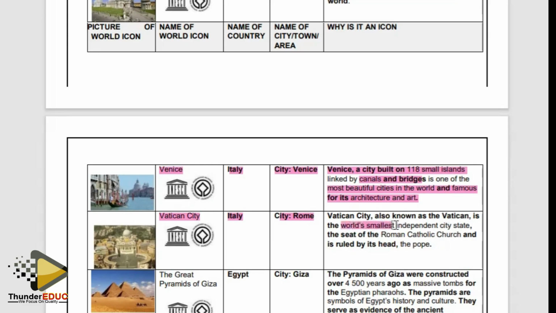So the Vatican City is a city-state within Italy. That is the headquarters or the city of the Roman Catholic Church. I think you are aware that the Roman Catholic Church is actually the biggest church in the world, and it's ruled by its head, who is known as the Pope. So that is the headquarters of the Roman Catholic Church, the biggest church in the world. Then moving on to the next icon.